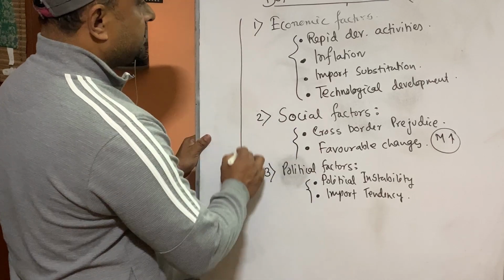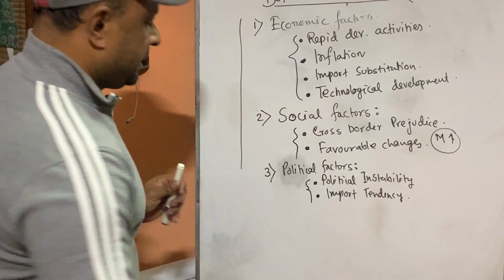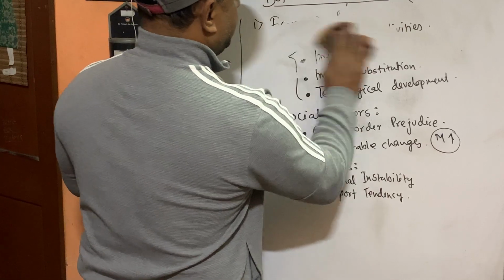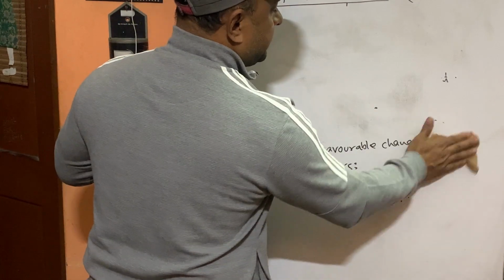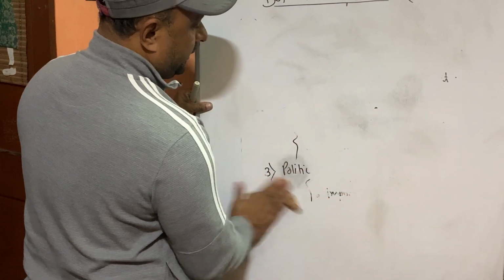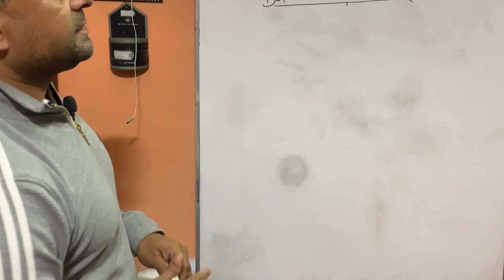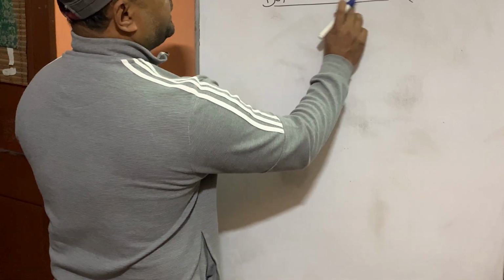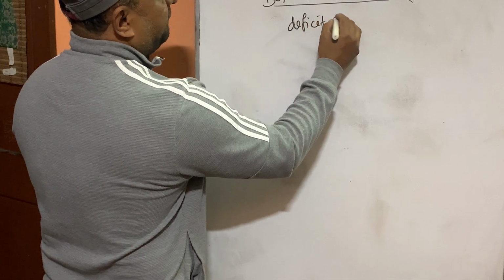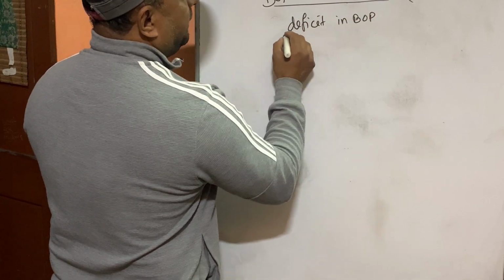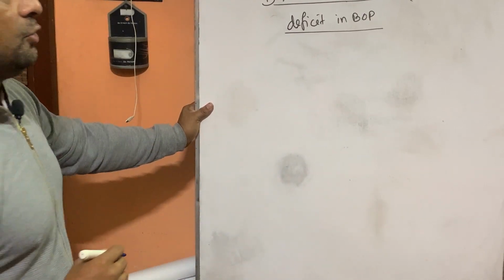So due to these factors, a country faces disequilibrium in BOP, either deficit or surplus. Now if there is a surplus in BOP, then it is okay, no problem, because the country is a gainer. The country is getting extra money, extra income from foreign countries. But in case of a deficit in BOP, that is, the country's import is more and export is less, how to solve the problem? Now the measures to correct the deficit in BOP.